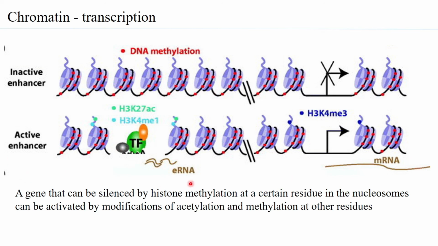Now, interestingly, this was when you have the DNA methylated, but it has also been observed that methylation of the histone at specific residues can silence a gene. But when those are modified, you can again have transcription activation happening. So it is not methylation just at the DNA level, but the way the nucleosome is modified also decides whether the gene is going to remain silent or be active.